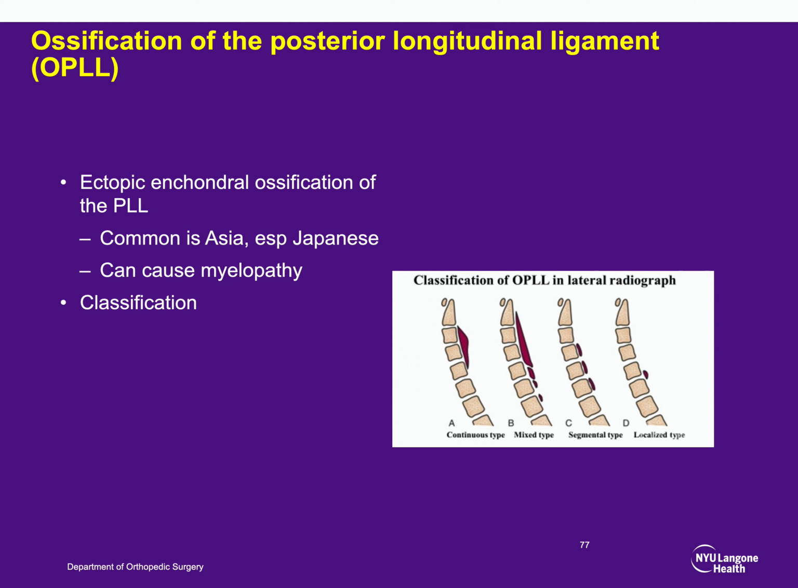A few words about ossification of the posterior longitudinal ligament, also called OPLL. It is an ectopic and chondral ossification of the posterior longitudinal ligament, commonly seen in Asia, especially in the Japanese population, but it is also seen outside of Asia. It certainly can cause progressive myelopathy, and there is a classification scheme that you should be familiar with when discussing OPLL.